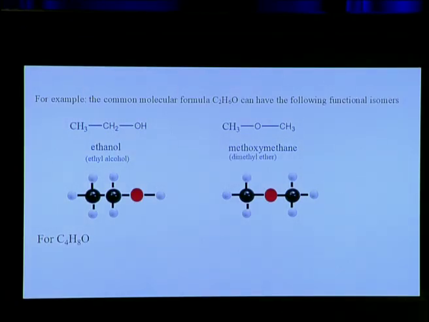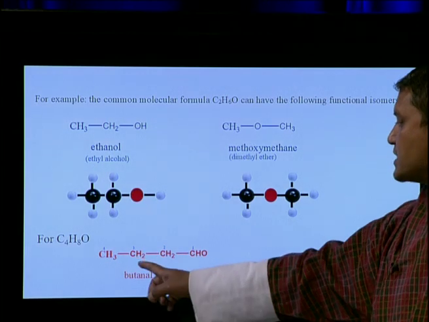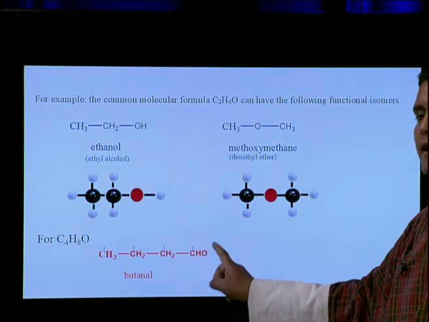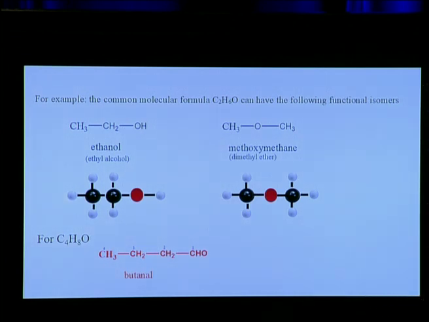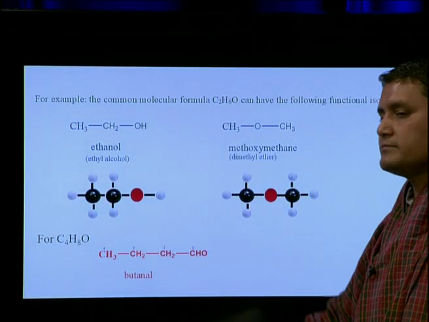For example, let us take another common molecular formula, C4H8O, having 4 carbon atoms, 8 hydrogen atoms and 1 oxygen atom. From this molecular formula, we can have a chemical compound with the straight chain structure CH3CH2CH2CHO. CHO is the functional group for aldehydes. All aldehyde compounds have the functional group CHO. So, from this molecular formula, we have this compound which is an aldehyde, butanal.